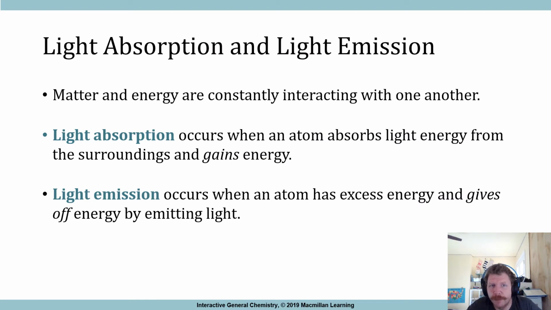Light absorption and emission: matter and energy are constantly interacting with one another. Light can be absorbed, and that occurs when an atom absorbs light energy from the surroundings and gains energy. Light emission, on the other hand, is when an atom has excess energy and gives off energy by emitting light. So it's in what's referred to as an excited state, and it releases energy and emits some form of light.